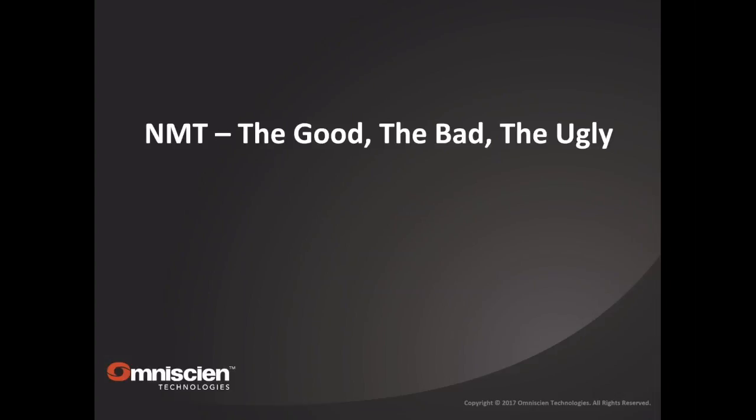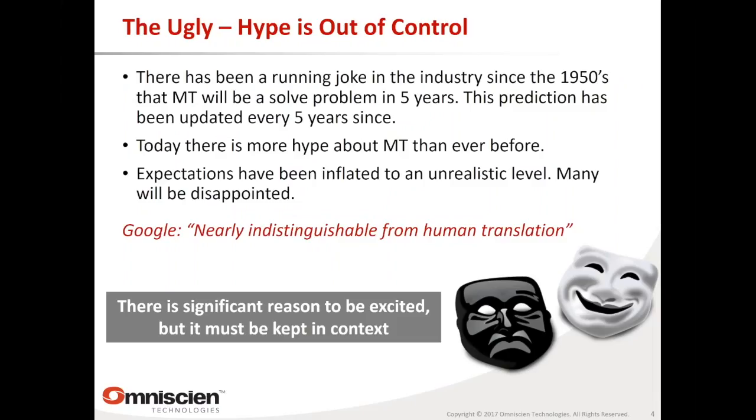So first of all, the good, the bad, and the ugly. In the industry, there's been a running joke for many, many years that MT will be a solved problem in 5 years. This prediction has pretty much been updated every 5 years since the 1950s. Today, there's more hype about MT than ever before. So we have NMT, and a lot of people are talking about it. Google is probably the one that's hyping it the most, with comments like it's nearly indistinguishable from human translation. Well, the reality is it's still got some way to go.